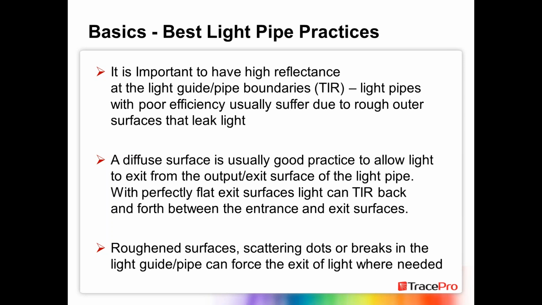A diffuse surface is really good for allowing light to exit from an output surface, but it's not so great along those flat surfaces that bring the light along the pipe. So with perfectly flat exit surfaces, we have the same problem we sort of do along the light pipe's outer edges. We want light to leak out, but we want it to leak out where we want it to leak out. Not along its surfaces where we want the TIR, but around that exit surface, yes, we do. So what we're going to do is roughen that surface. We're going to add scattering dots or breaks in the light guide surface to force the light out where we want it.